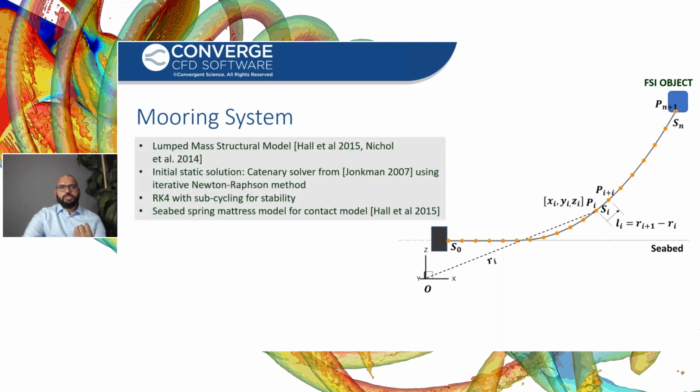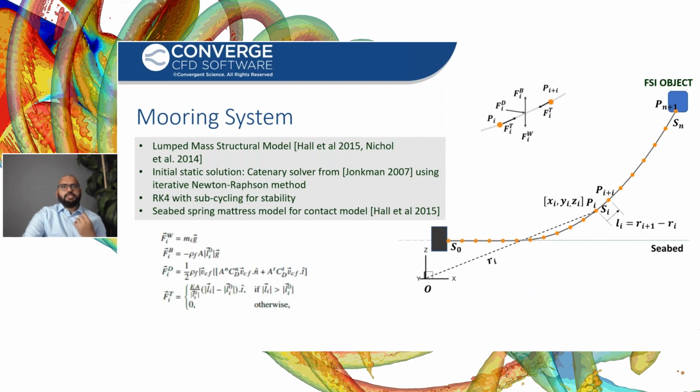What we do is that we have a mooring line which connects an FSI object to a mooring point, and this we discretize into a number of segments. At each segment, we write the force balance: the tension, the weight, buoyancy, drag, etc. And that is partitioned onto the nodes. The mass is also partitioned onto the nodes.